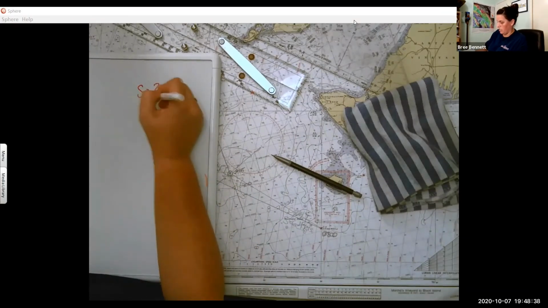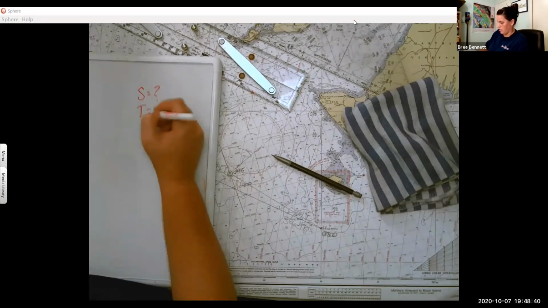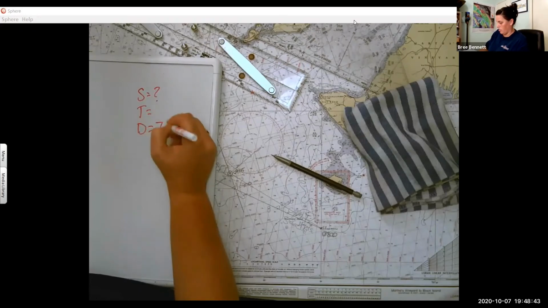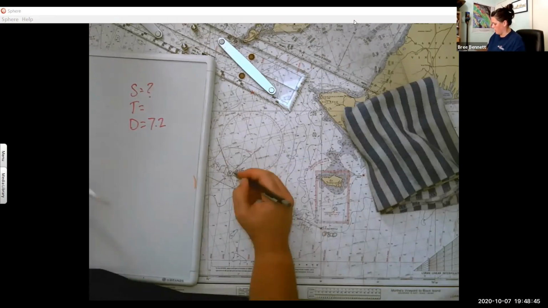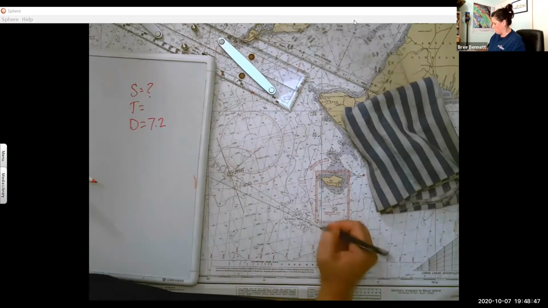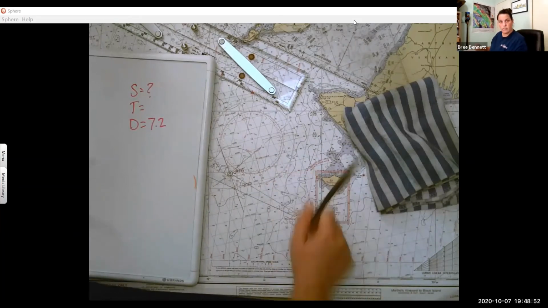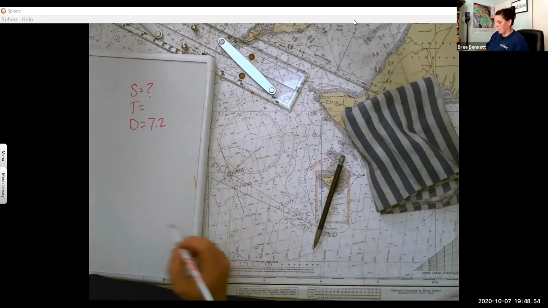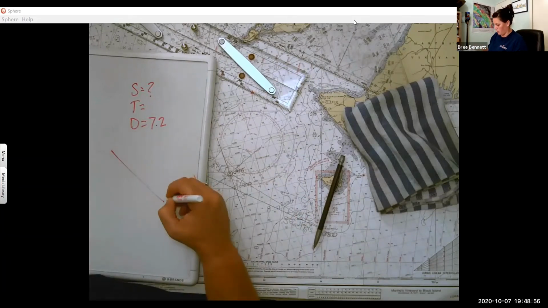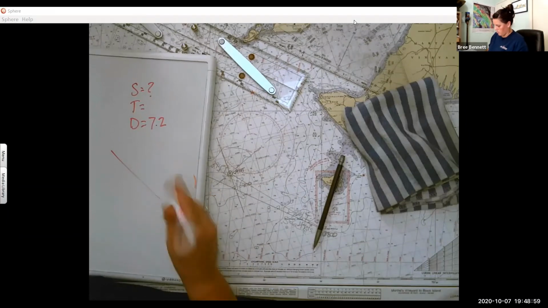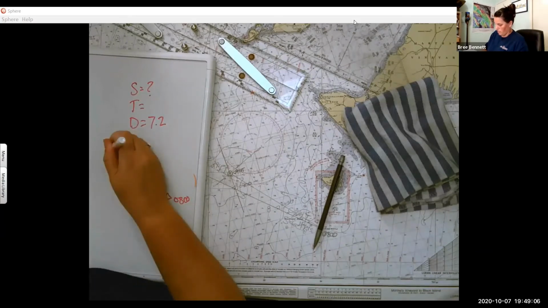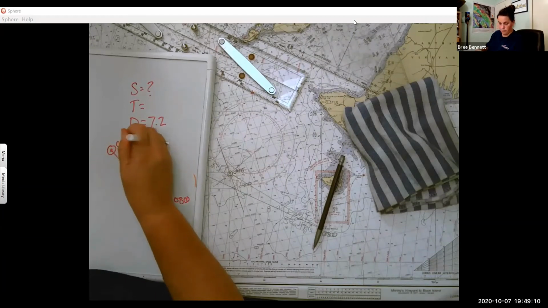Speed is my question. Time, distance, 7.2. So I have calculated this distance to be 7.2 nautical miles. And then what was my time? So if I'm drawing it on here, here's my buoy 2 at 0800. And then here is my fix at 0915.